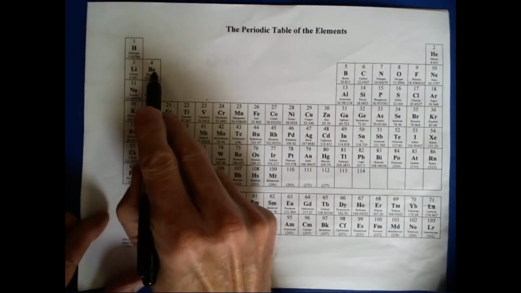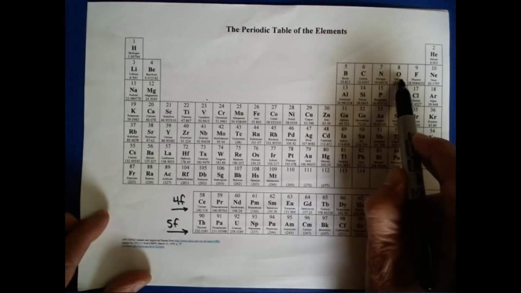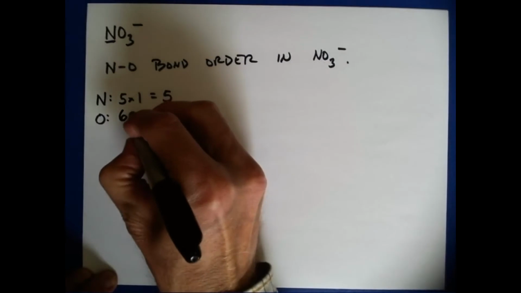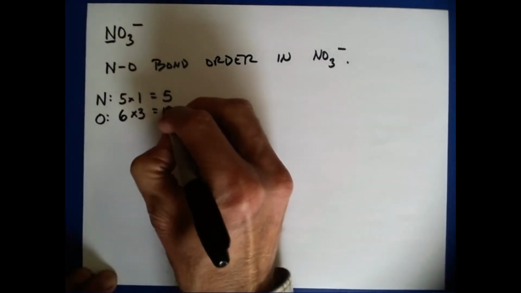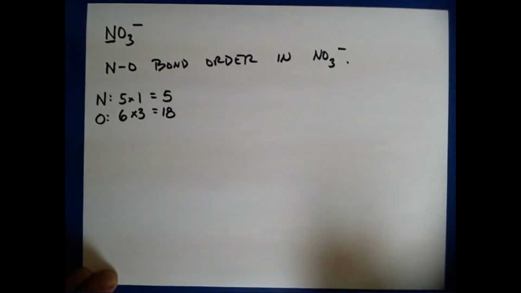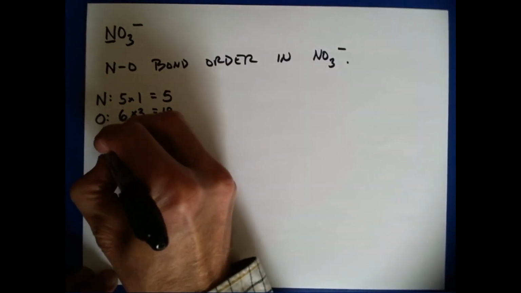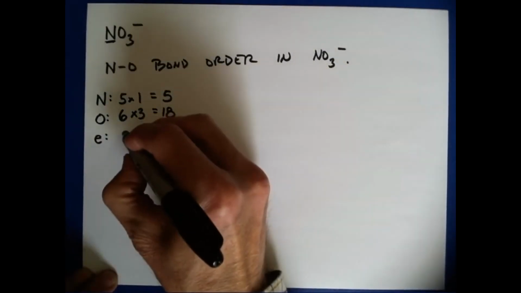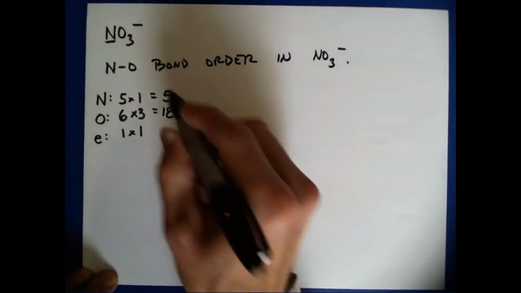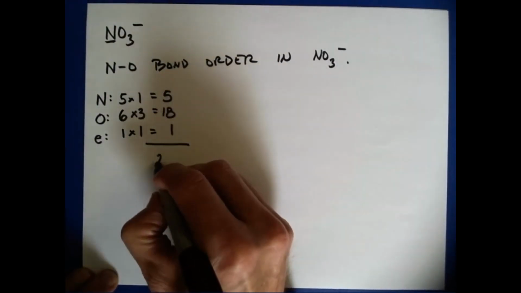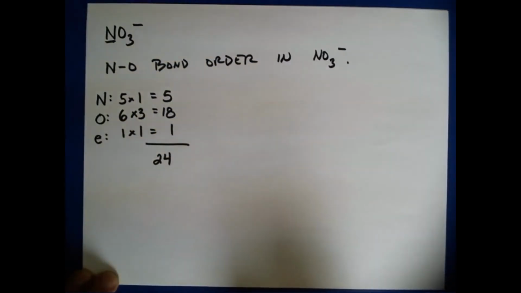Now we'll go to oxygen. Oxygen has 1, 2, 3, 4, 5, 6 valence electrons. So for oxygen, there are 6 valence electrons times 3 of them. That gives me a total of 18 valence electrons from the 3 oxygen atoms. Then we have a negative charge here, so that's an electron that we're going to add to the mix. There's one of those with a -1. We add that up, and that's 24 valence electrons.